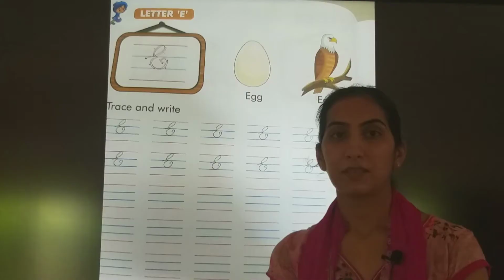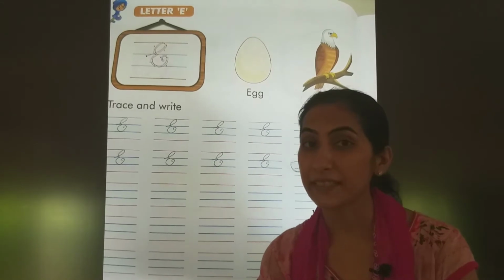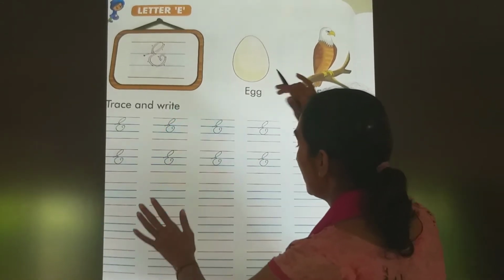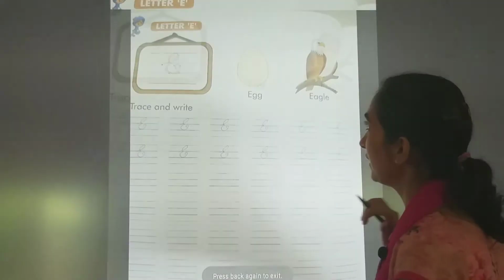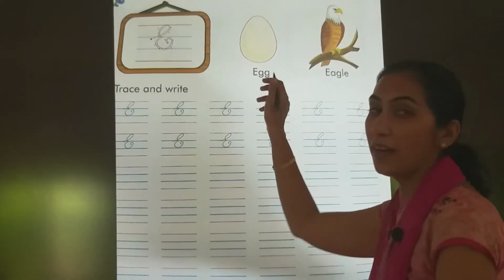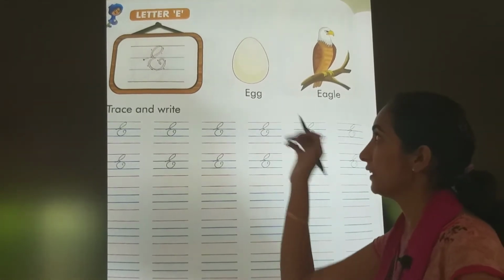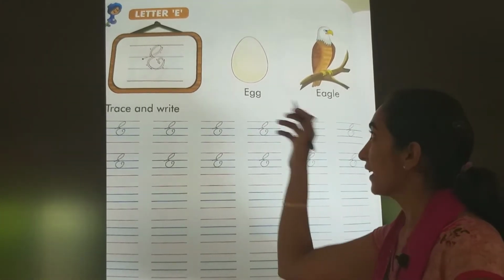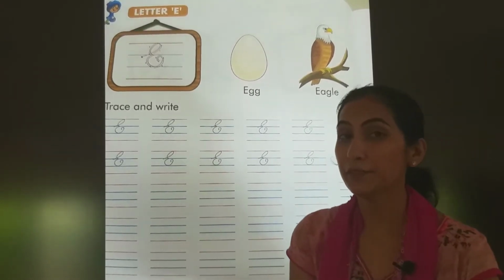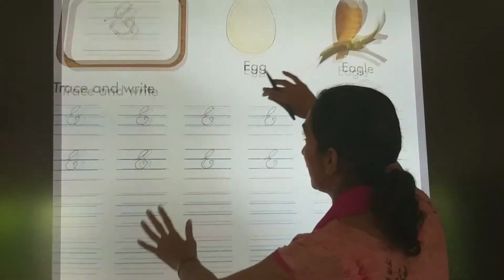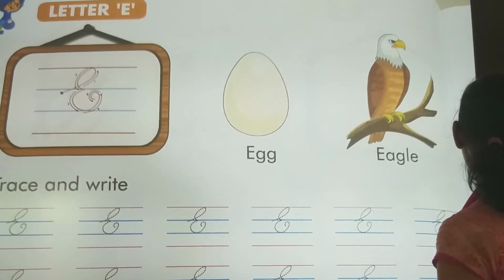Come. So students, what is this? This is letter E. E for egg. E for eagle. So now we will see how we will write it. See, this is E, right? So how will we write?